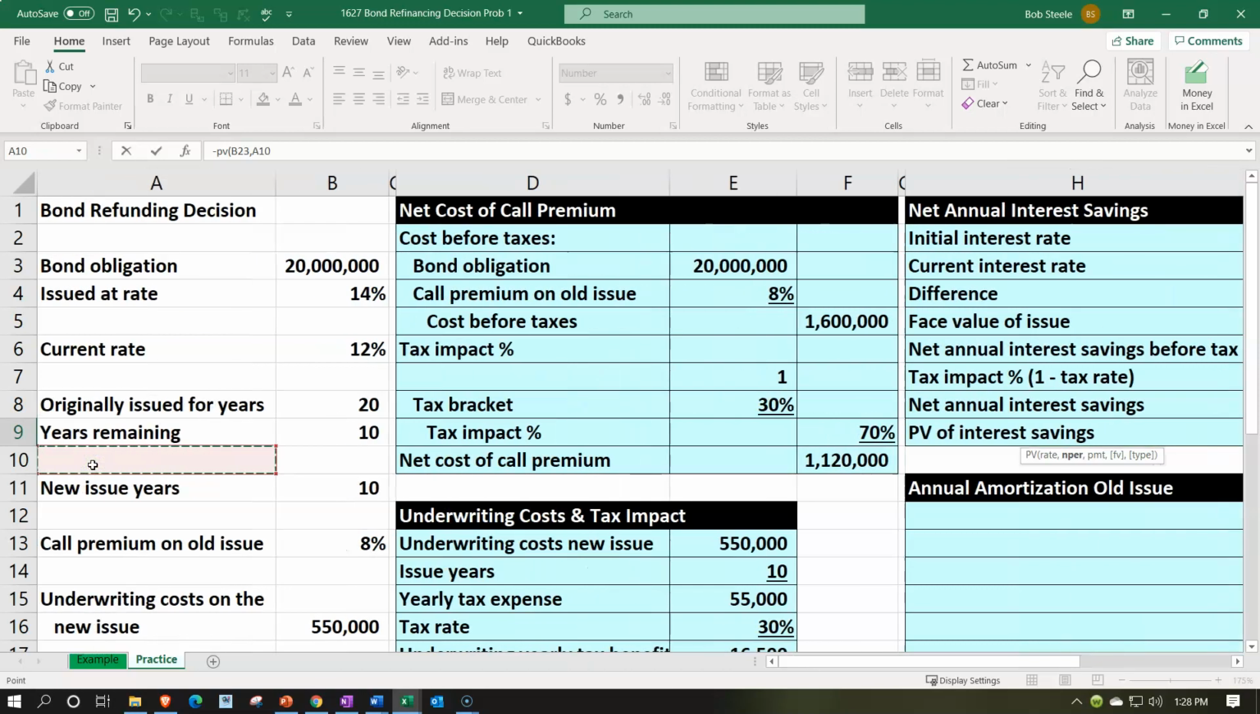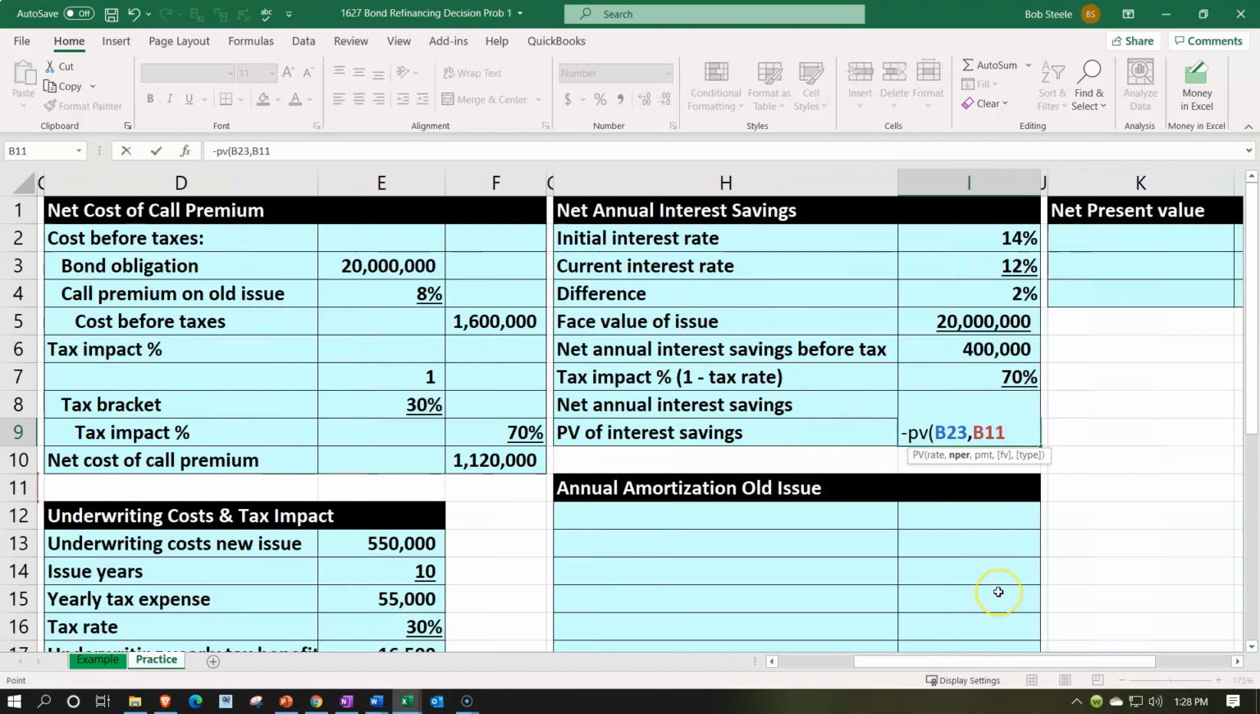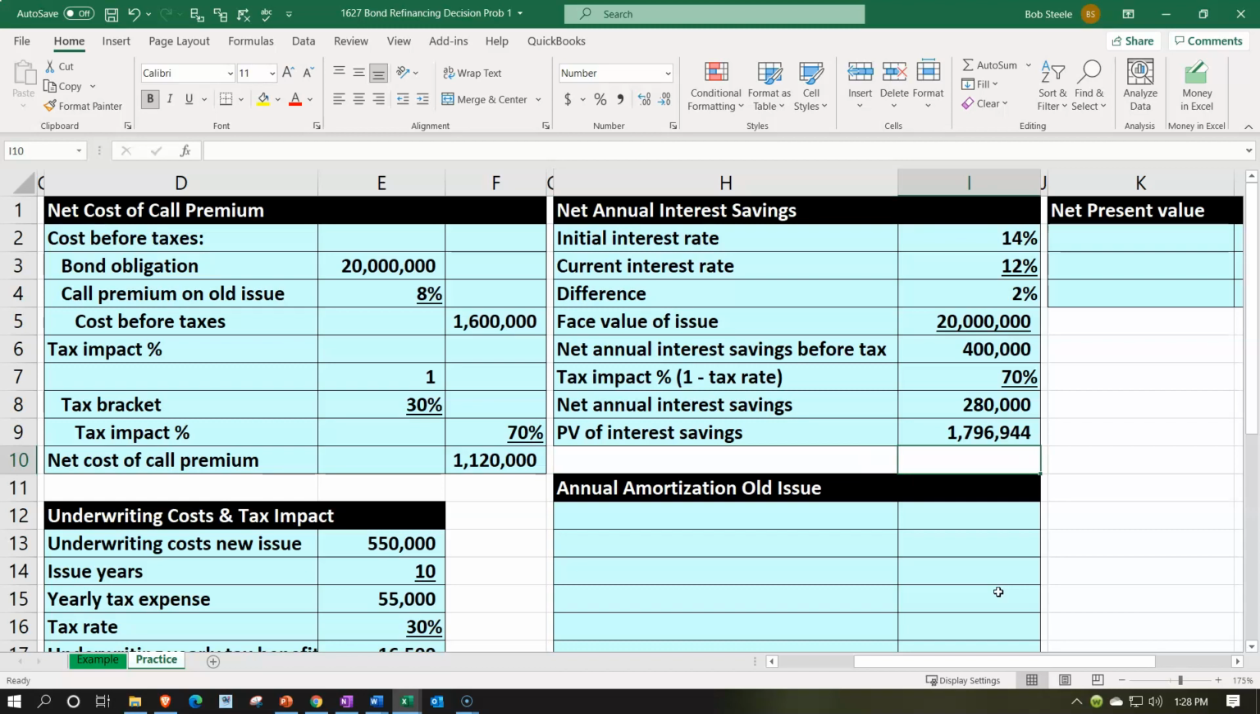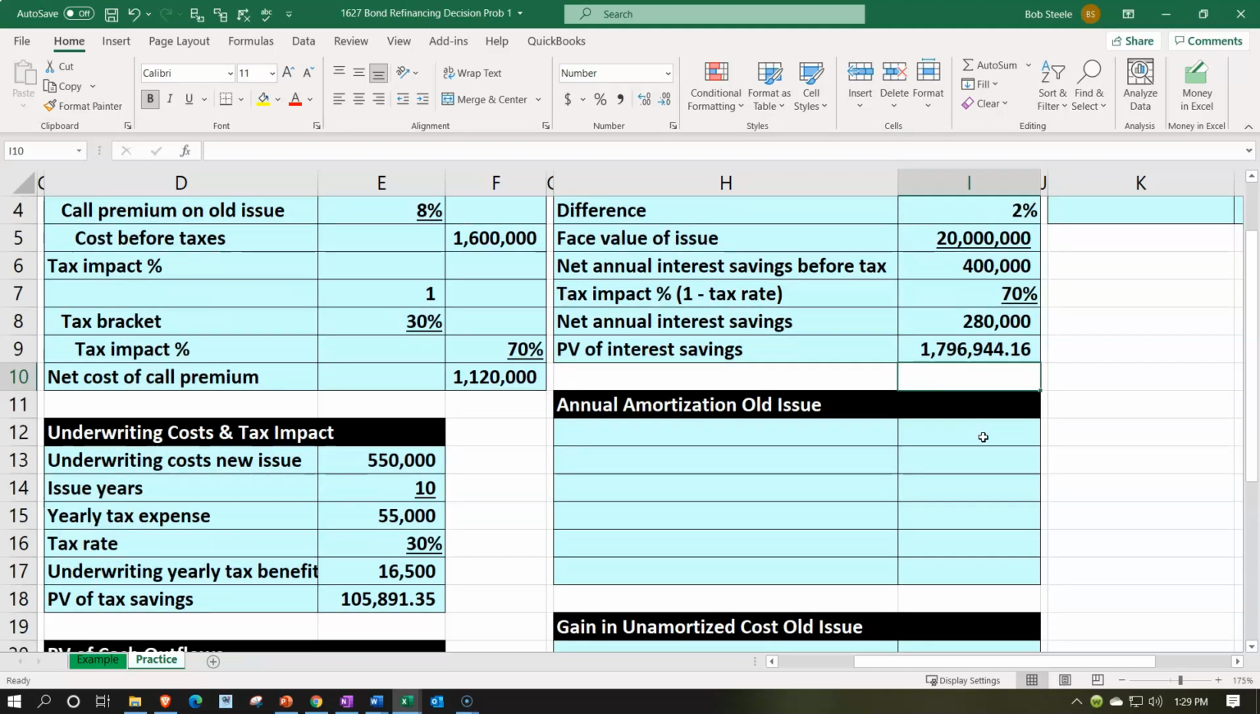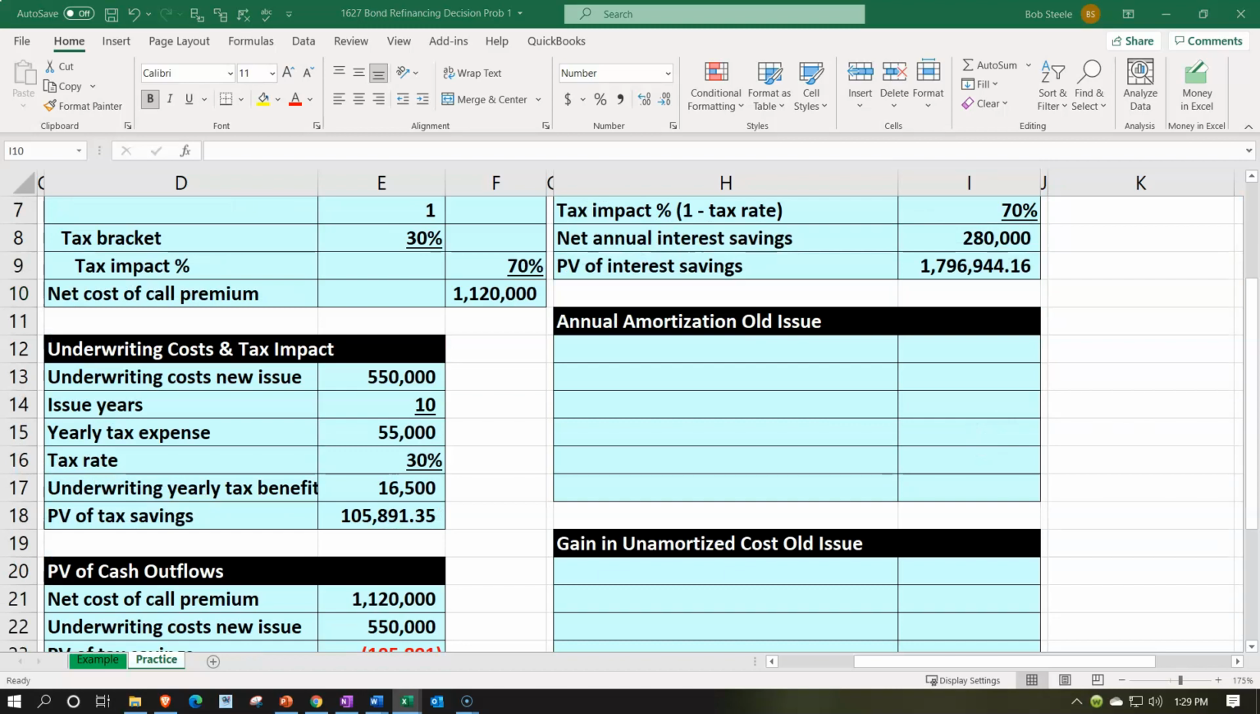So we'll say the new issuance was 10. So we'll say 10 on the new issuance, comma, and then the payment is going to be this amount of the 280 that we just calculated, 280,000, and enter. So there we have the 1,796,944. Let's add a couple pennies. I'm not sure we really need the pennies, because that's probably not going to affect our decision making, but we'll add the pennies anyway. So there's our annual interest savings. If we present value it, that's probably again the thing that kind of started us into this whole decision making process. Then we've got the underwriting costs.